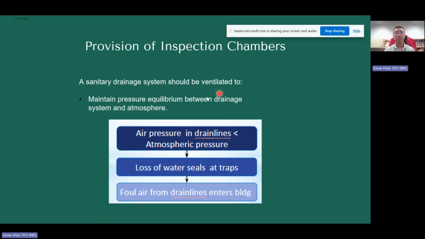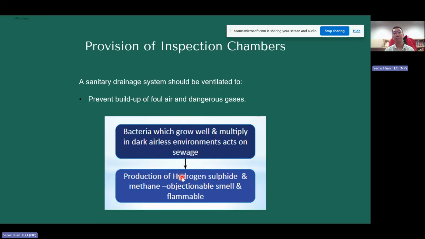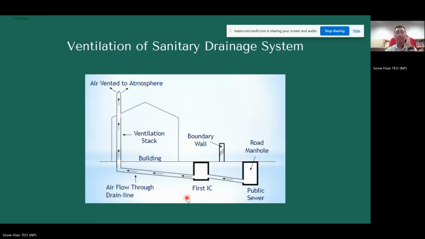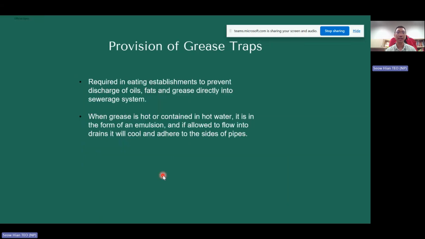The sanitary pipe should be ventilated, because of air pressure and, of course, loss of traps. There is foul air in the building, so the sanitary system should be ventilated to prevent foul gas building up. Bacteria grow and multiply in the airless area, and the production of hydrogen sulfide and methane can produce a flammable smell. So ventilation of sanitary drainage, as you can see, goes down to where it meets the first IC or public sewer. That's how it would look.